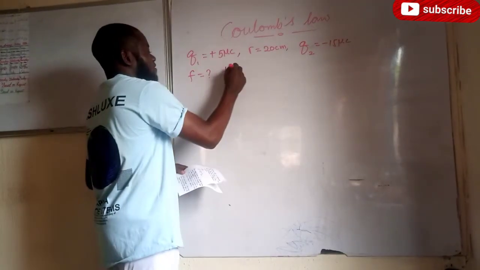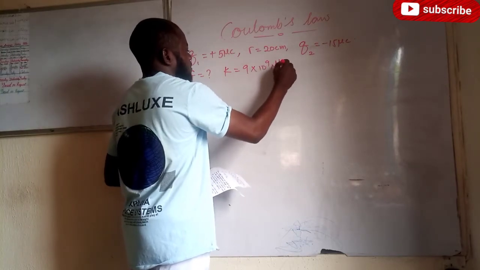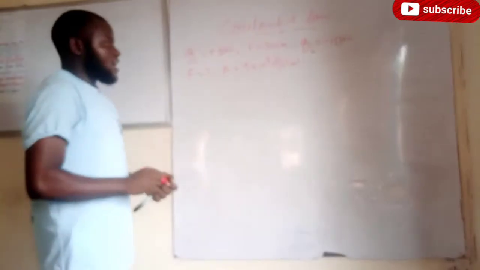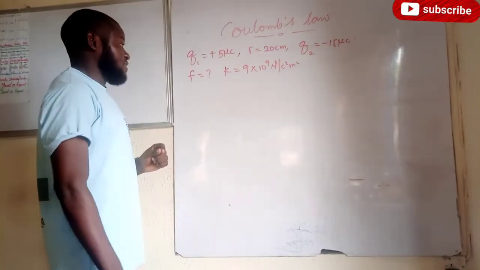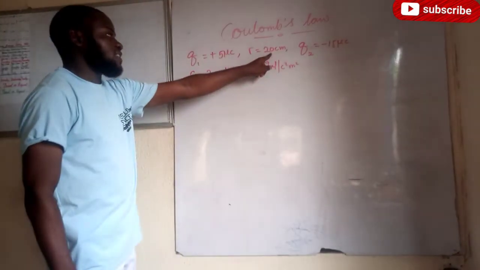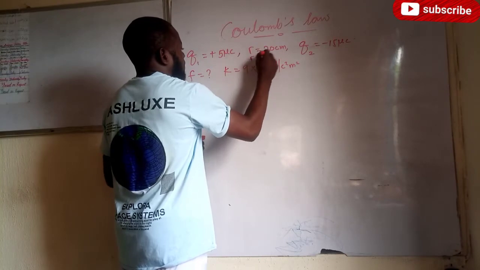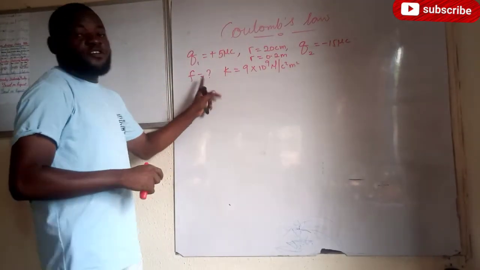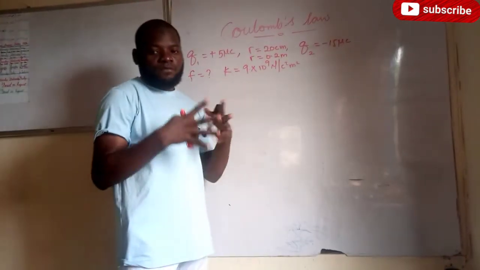So K is 9 times 10 to the power of 9 Newton per Coulomb square per meter square. Okay guys, what we need to do here is this. We'll first of all convert this to meter. So we have this to be 0.2 meter. Good. Is this force going to be attraction or repulsion? Definitely, it's going to be a force of attraction.